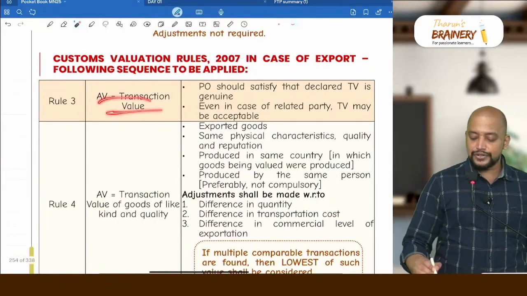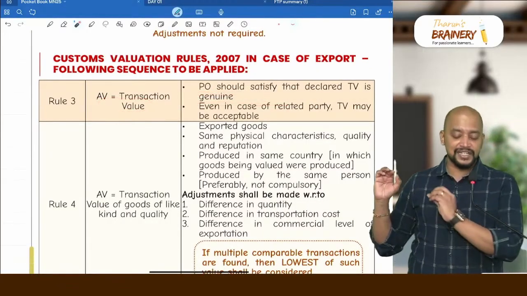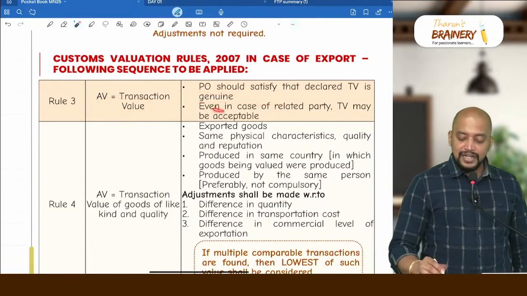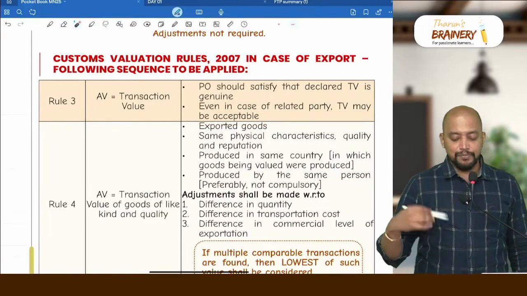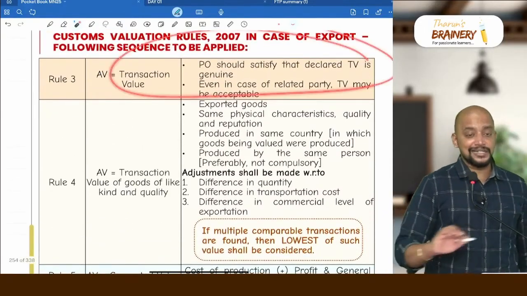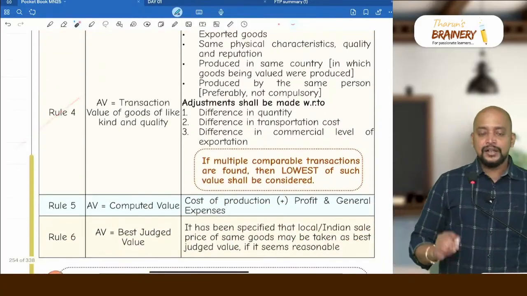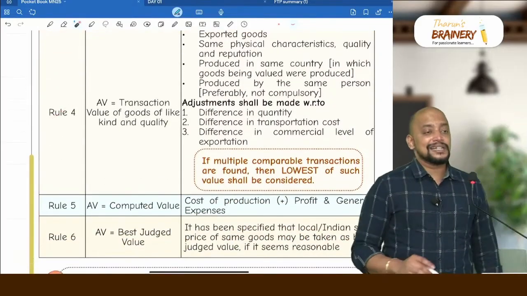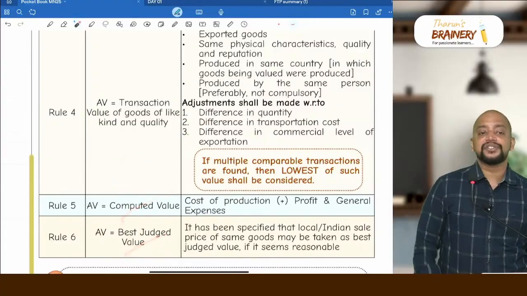So assessable value equals transaction value. The proper officer should be satisfied that the declared value is genuine. Even in case of a related party, the transaction value may be acceptable. And suppose they are rejecting the declared value, then what will happen? Here we have only 3 rules: one is kind and quality, computed value, and best judged value.